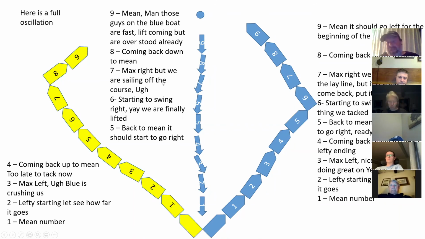But this is what happens if you don't sail the shift and you just say, oh, you know what, the current's really greater on the left side and we're going left because we're going left. Or for some other reason you missed a shift that you couldn't sail as well as blue did. So that's pretty much, again, one oscillation, not a lot of difference in direction.